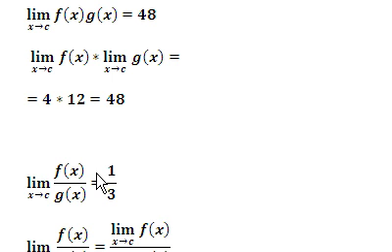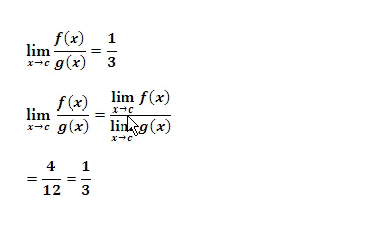Now the quotient property, remember we can take the limit of these separately as long as the limit of the denominator as x approaches c is not equal to 0. So as you can see, that's what I've done here. The limit of f of x approaches c. We've defined it, remember, to be equal to 4. And the limit of g of x approaches c, we've defined that to be 12. And when we simplify that down, we get 1/3.